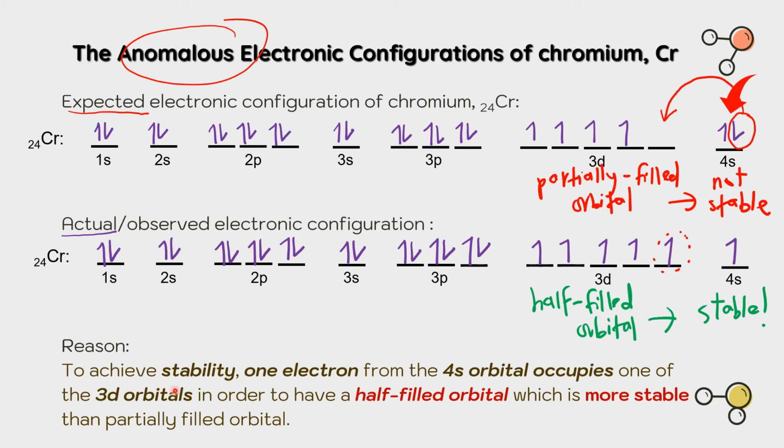To achieve stability, one electron from the 4s orbital occupies one of the 3d orbitals. So that's what we have done before. This electron from 4s jumps to the empty orbitals in 3d, in order to have a half-filled orbital, which is more stable than the partially filled orbital. So this is the main reason behind the anomalous electronic configuration of chromium: to achieve stability of the orbital.